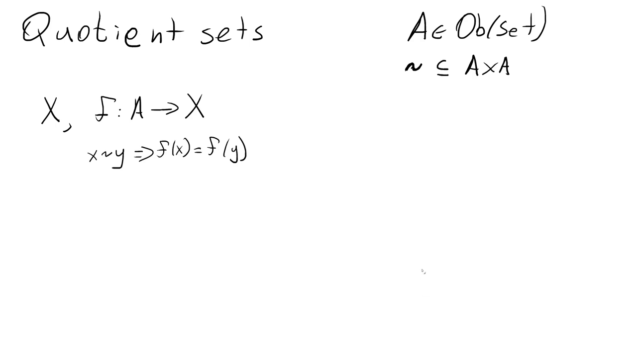Tangential question, an equivalence relation can never be from a set A times B. No. An equivalence relation on A is a binary relation on A. So it takes an element of A on the left and an element of A on the right.